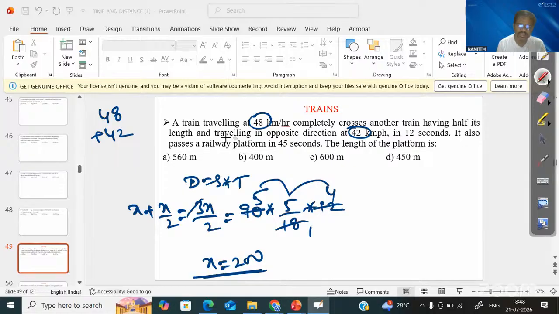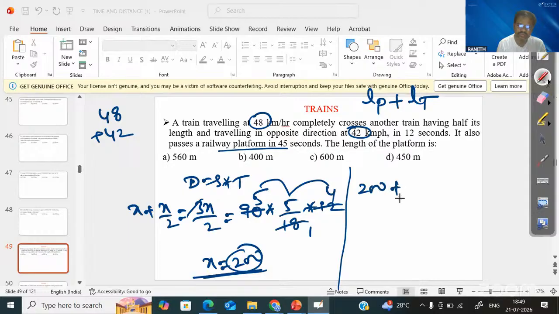And the same train passes another platform, a railway platform, in 45 seconds. A train crossing a platform is nothing but the length of the train plus the length of the platform. We know the length of the train equals 200. We need to find the length of the platform, that is LP. So train speed equals 48 into 5 by 18 into the time, which is 45 seconds.